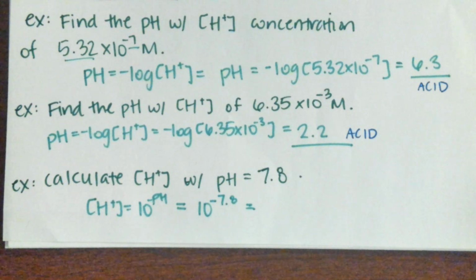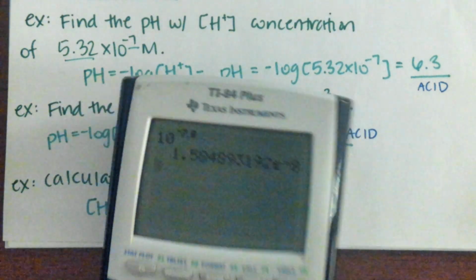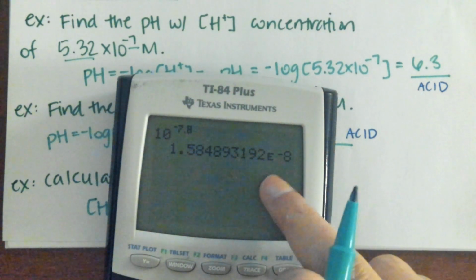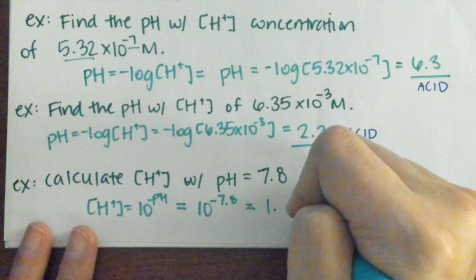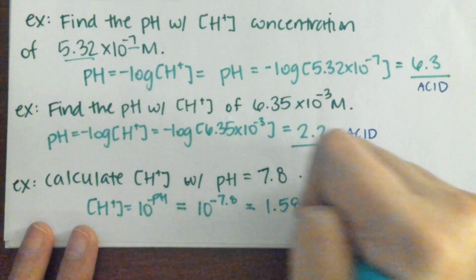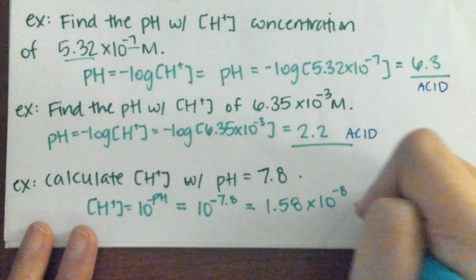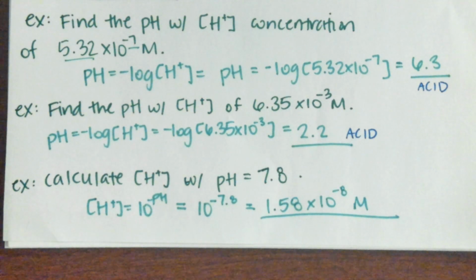When we do that, we should get 1.58, and remember that E here, times 10 to the negative 8. So 1.58 times 10 to the negative 8, the H concentration.